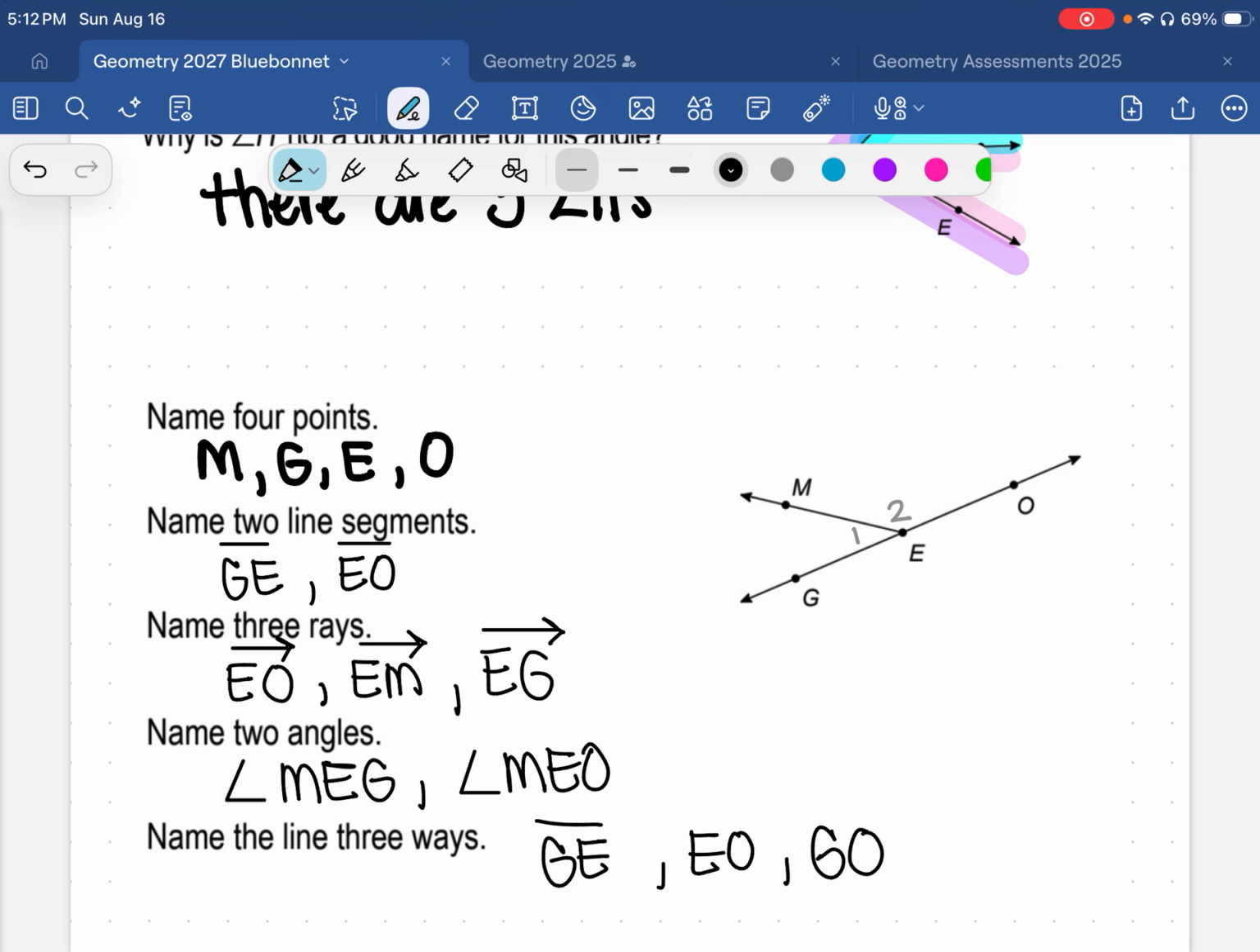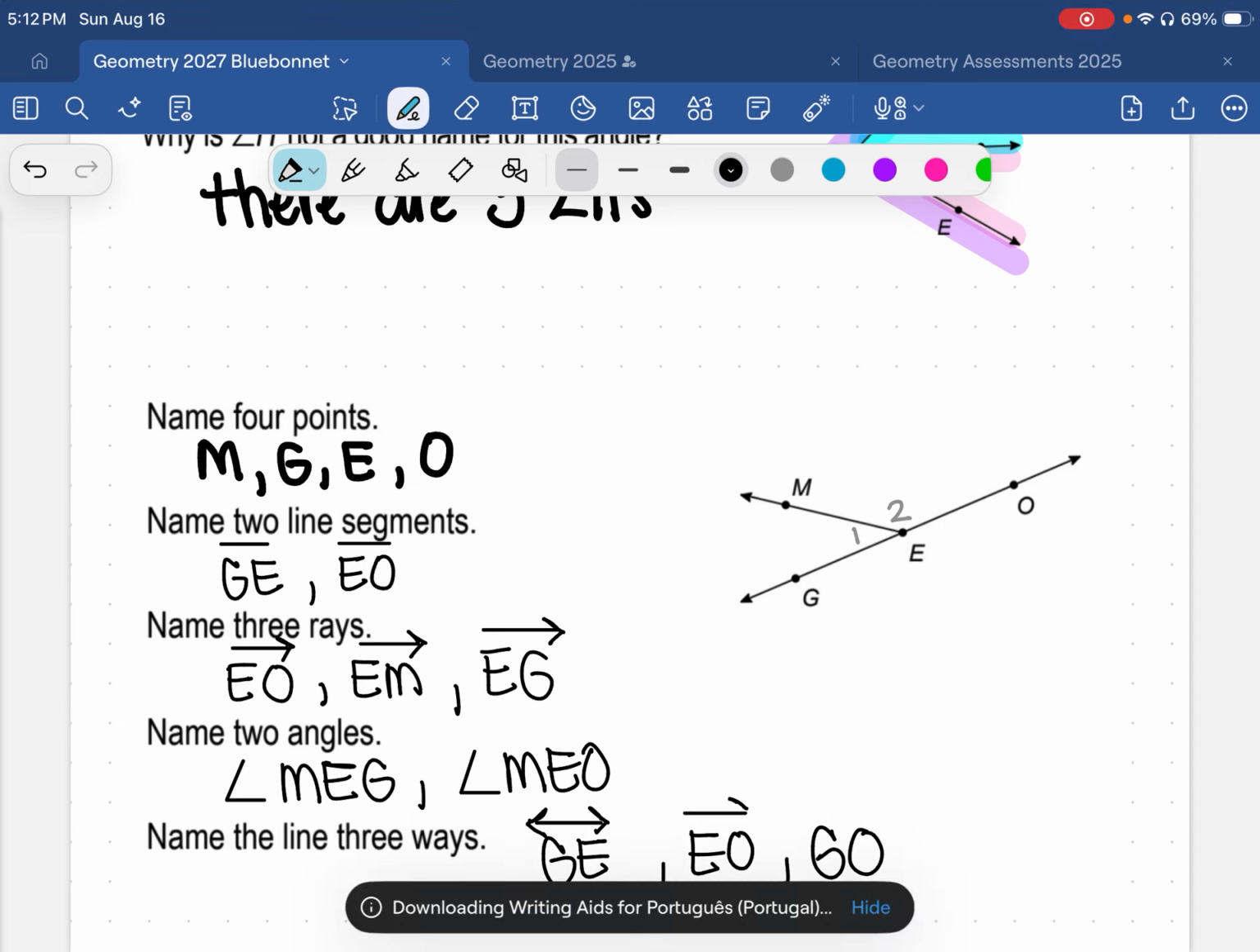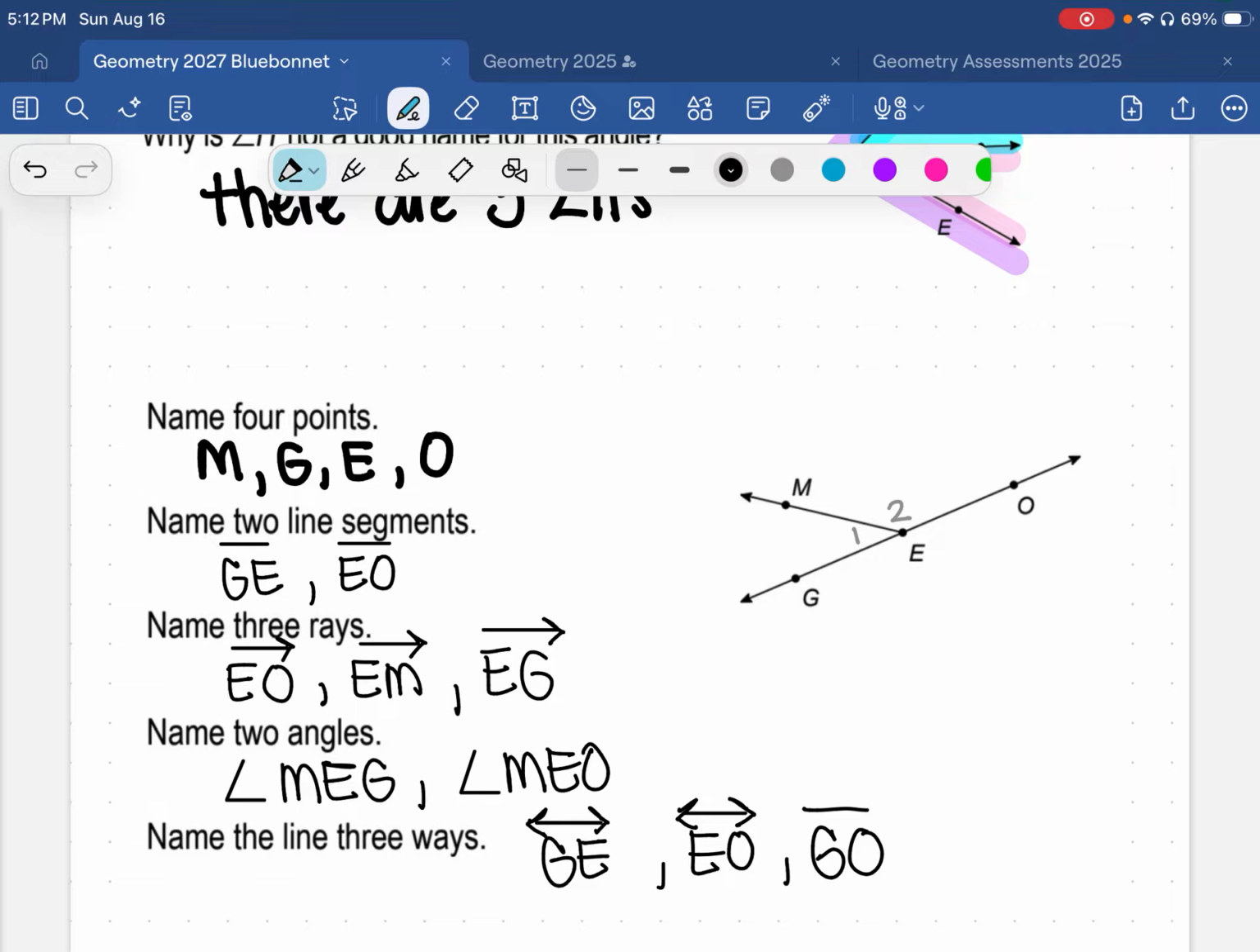And then I'm going to come back and put the symbol, because if I don't put the symbol, I'm not talking about the line. And if I don't want to use the symbol, I have to use the word line.